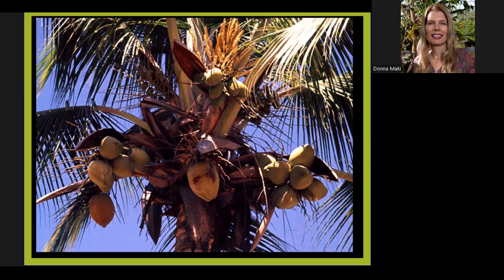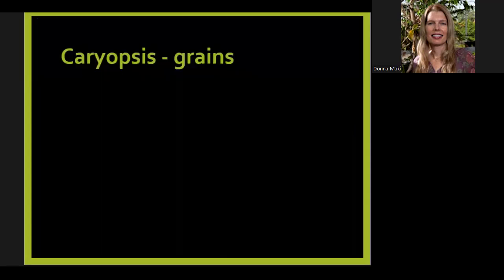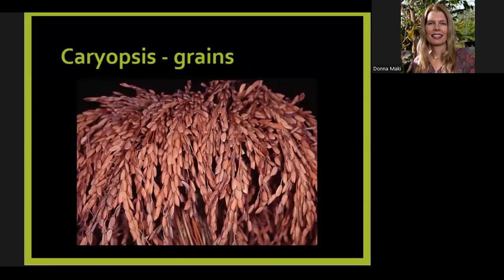So yeah, they're designed for floating, because they're usually along the ocean. And so if those drop, they float. So it's really nice. And then all the grains that you eat, you know, rice, wheat, barley, those are technically dry fruits. We call them grains, but in the botany world, we'd say caryopsis. But they're dry fruit.